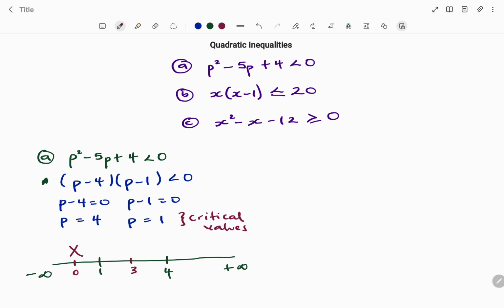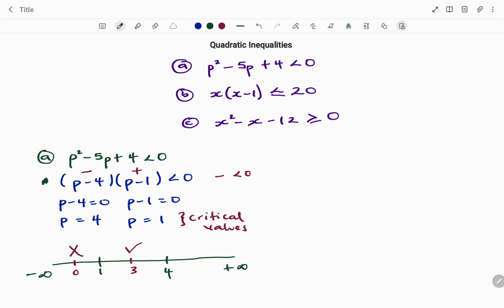If I go to the first bracket, 3 minus 4, values in that region will give us a negative number in the first bracket, and in the second bracket that will be positive because 3 minus 1 is positive 2. If I multiply minus and positive, it's going to give us a negative value, and note that this is true because a negative value is less than 0. So what that means is in this region, numbers greater than 1 but less than 4, our inequality is true. So I'm going to give it a tick sign.